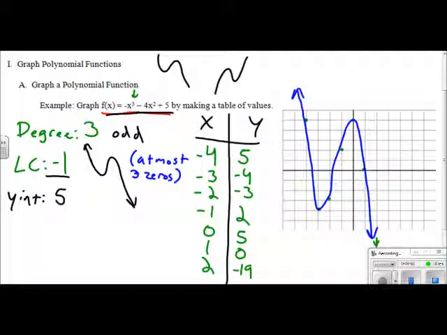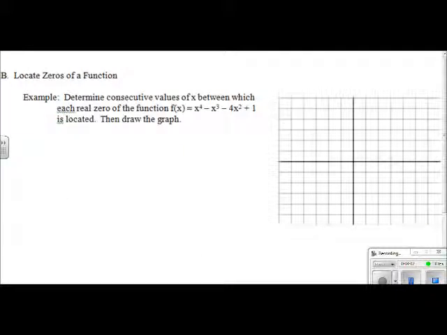Again, you're going to want to use a graphing calculator to plug in your function and get that table of values. So in this case, we want to locate the zeros of a function. Remember, zeros is the same as saying the x-intercepts. So we need to determine consecutive values of x between which each real zero of the function f of x equals x to the 4th minus x cubed minus 4x squared plus 1 is located. Then draw the graph. Actually, I think it would probably be easiest to draw the graph first, and then we'll find exactly where all of those are.